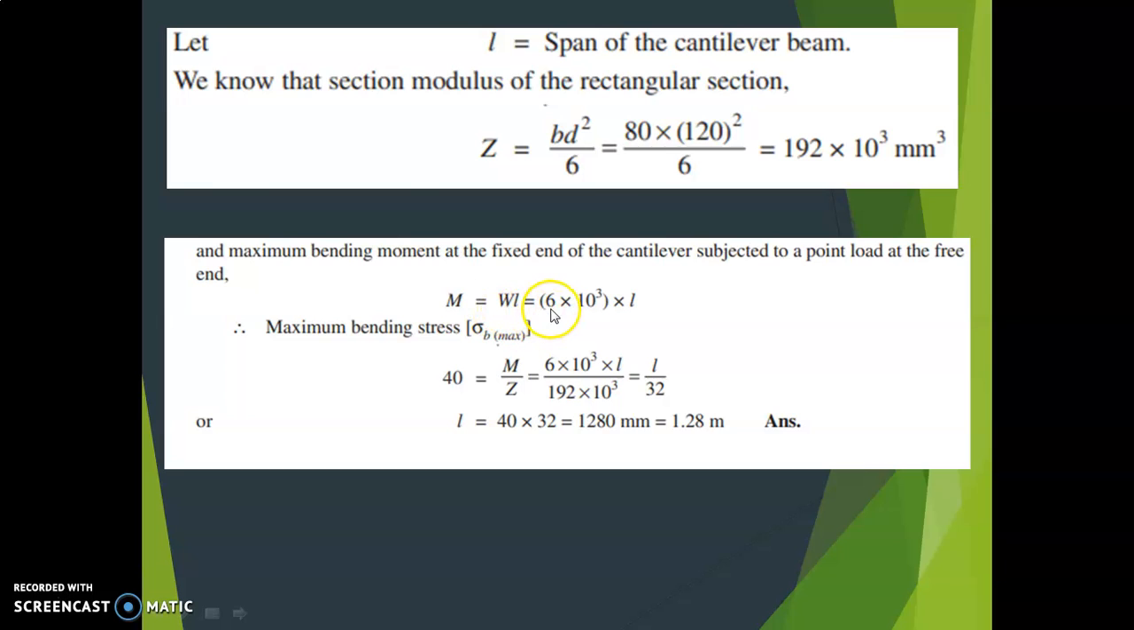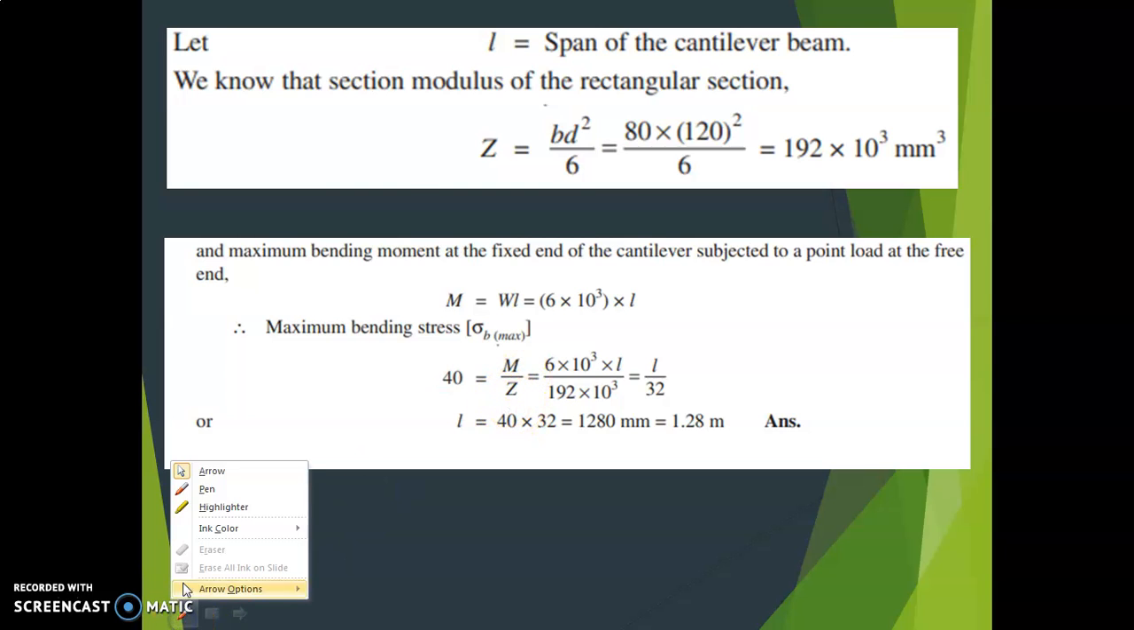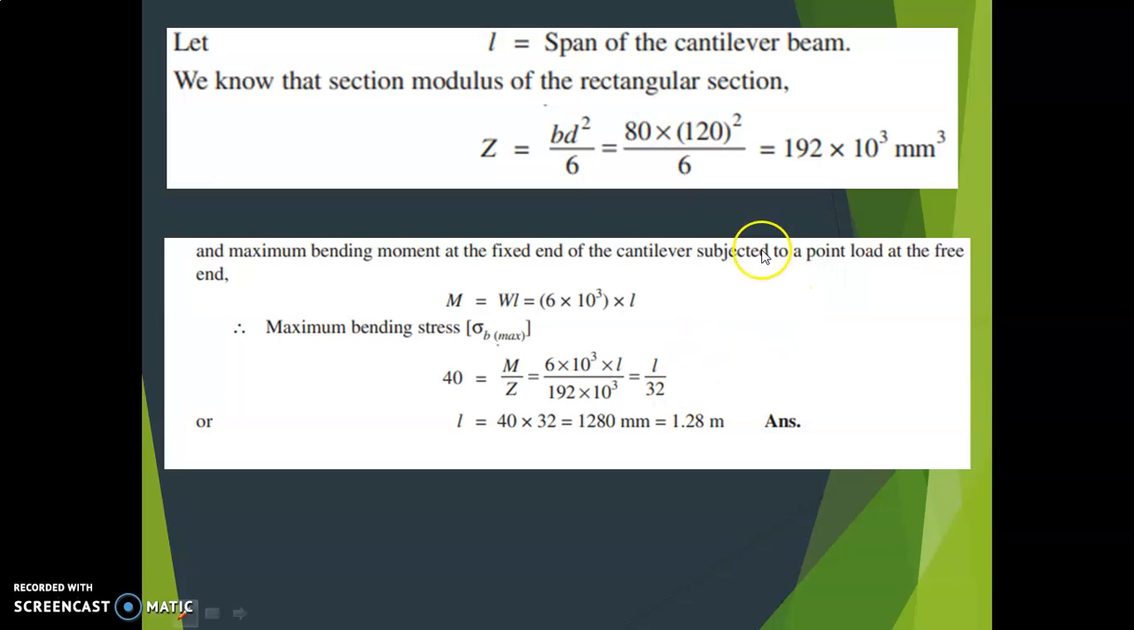So what is W here? W is given, 6 into 10 raised to 3. L we don't know, that we have to calculate. We have the formula sigma is equal to M divided by Z. Why is this? Because we have the equation M divided by I is equal to sigma divided by y, right?